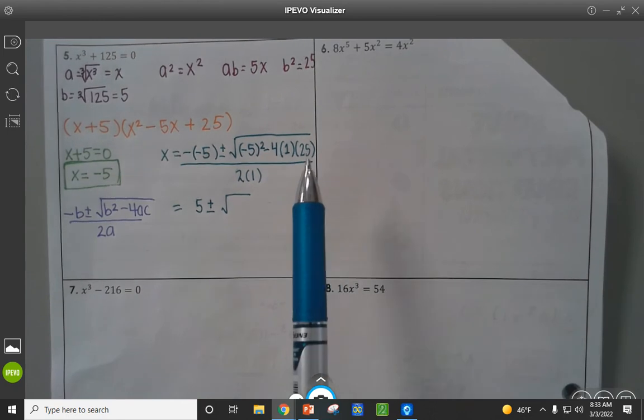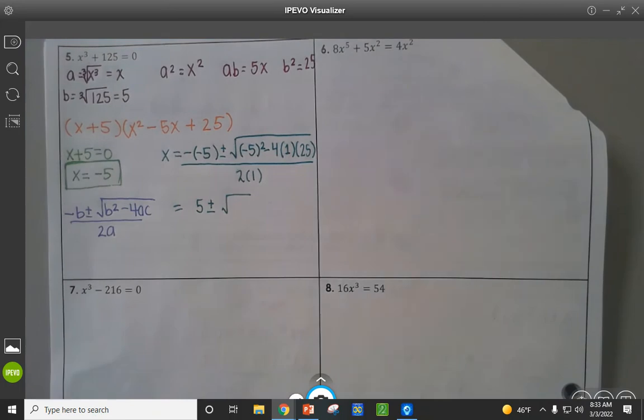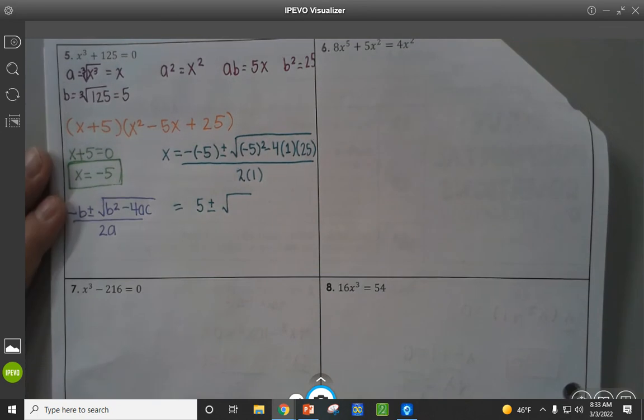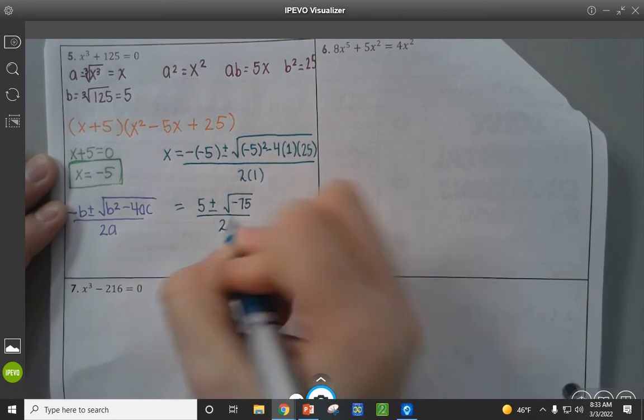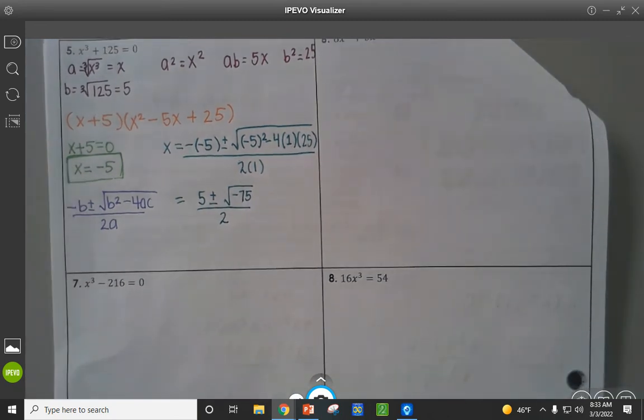And remember what we did in Unit 5, you just type in these numbers. Do not include the square root. So just the numbers. And what number do you get under the square root? Negative 75 over 2. And that's not a perfect square.